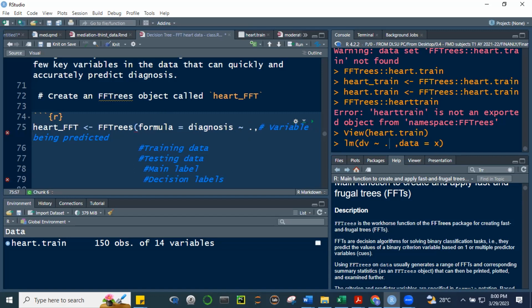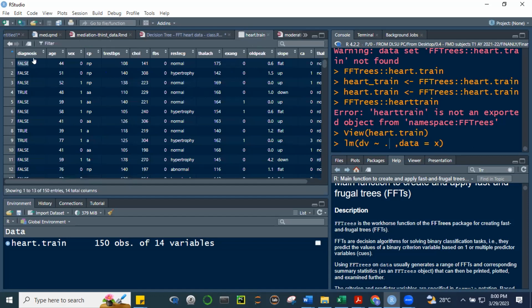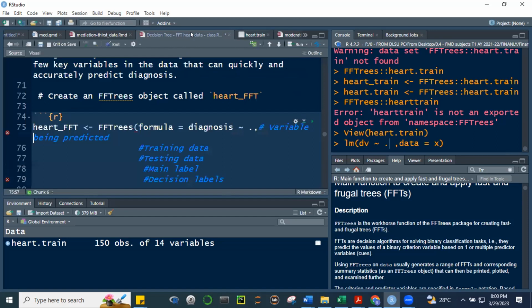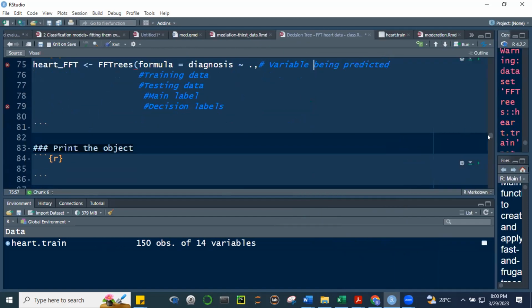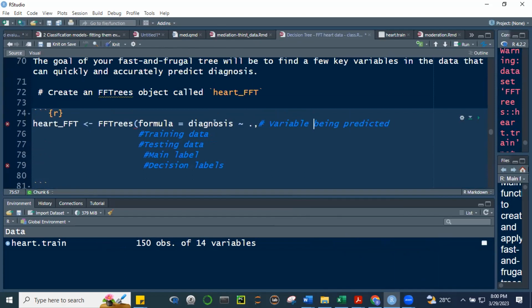So our function is FFTrees, and then we write the formula, diagnosis regressed on all. If you take a look at heart.train, this is our dependent variable. You're going to predict 0 or 1: 0, no heart attack, 1, true, with heart attack, using age, sex, chest pain, etc. So you have 13 predictor variables. So the variable being predicted is diagnosis.